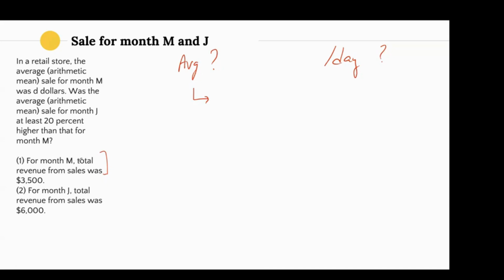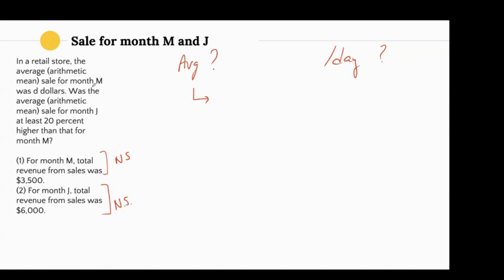Same issue with statement 2. They've told us about month J, but not about month M. So the second statement alone is also not sufficient. That much is at least done already. All right, so the two statements independently are not sufficient.